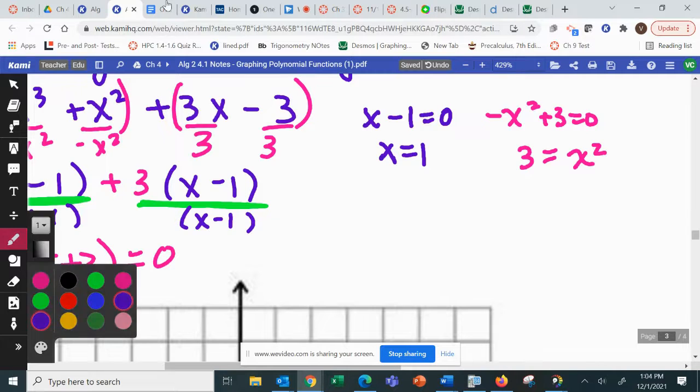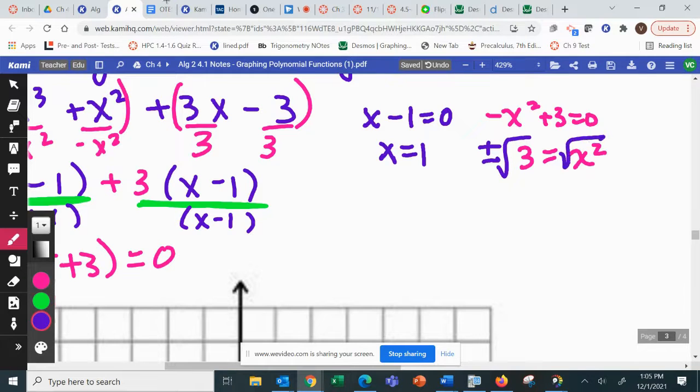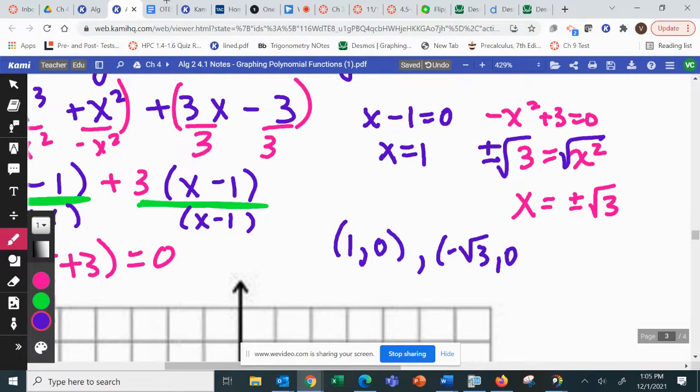And then what do I have to do next on this one? Something else besides square root. I have to plus minus square root. So I get x equals plus minus square root 3. Can we simplify that square root 3? No. So we get 3 x-intercepts, which is what we needed. 1, 0. We get negative square root 3, 0. And we get positive square root 3, 0. I didn't put them in order. I meant to, but it didn't happen.